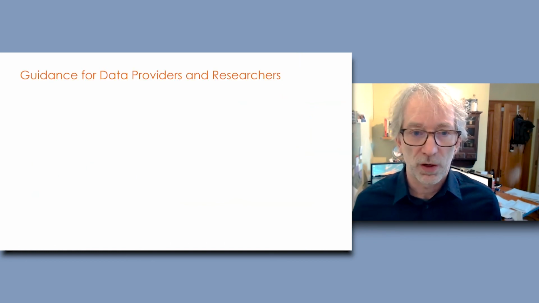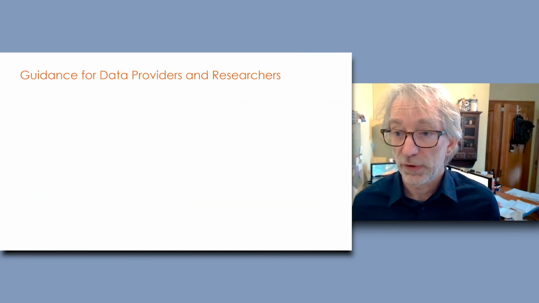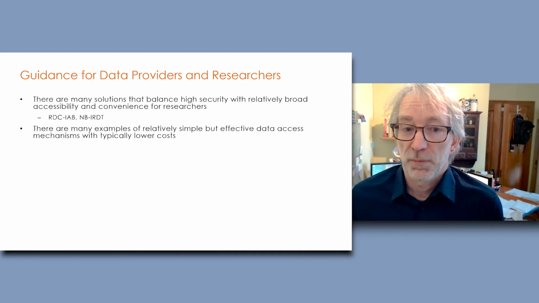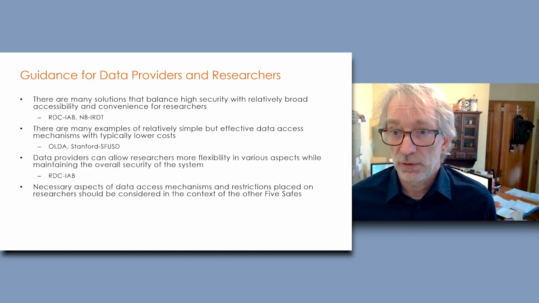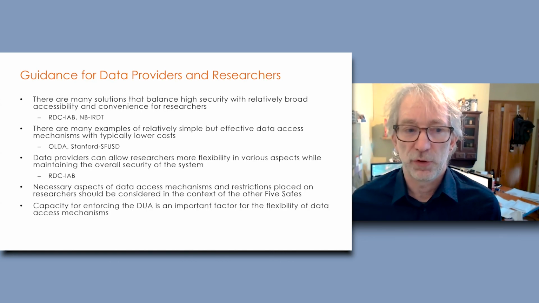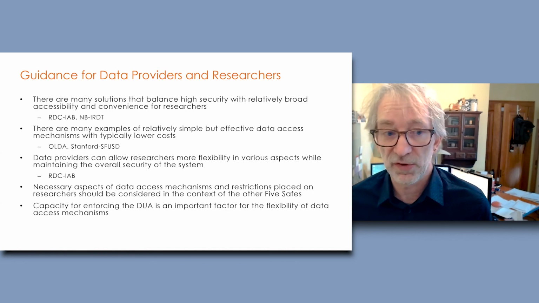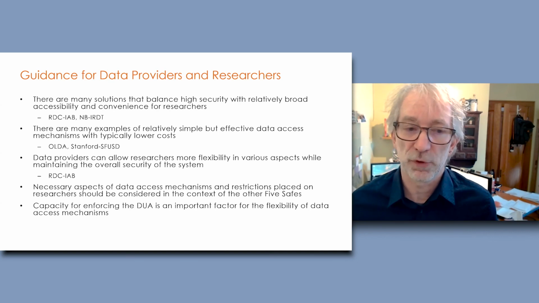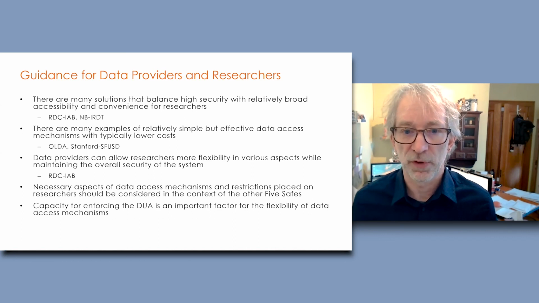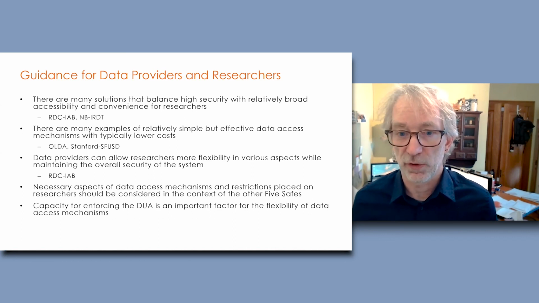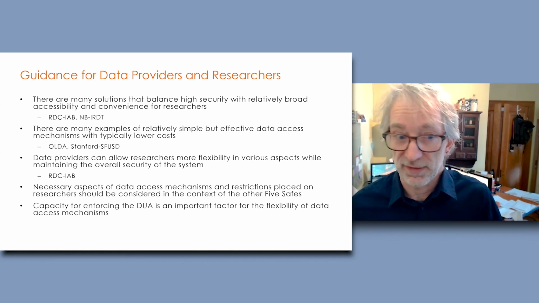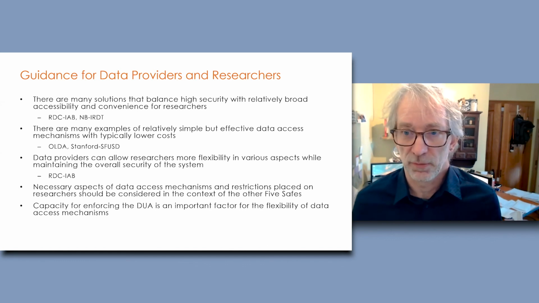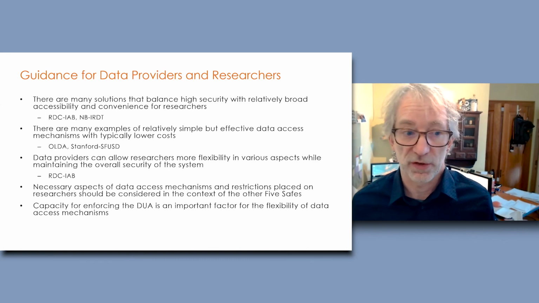So ultimately, what do data providers and researchers need to take away from this chapter? First, there are many solutions, not a single best solution, that balance high security with relatively broad accessibility and convenience for researchers. Our case studies have at least 2 of those, the RDC at the IAB, the German Federal Employment Agency, and the NBIRD. Both are solutions that have very high security with broad accessibility through some mechanism where researchers go into a research data center.